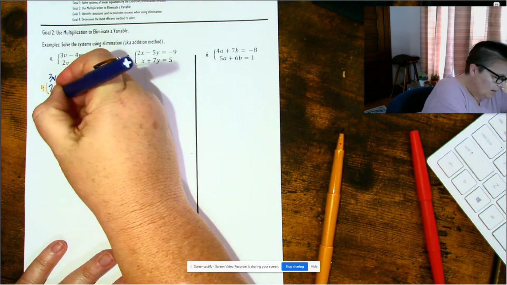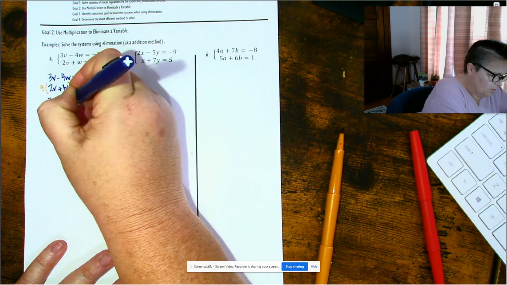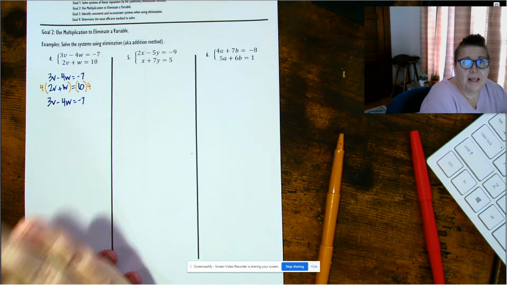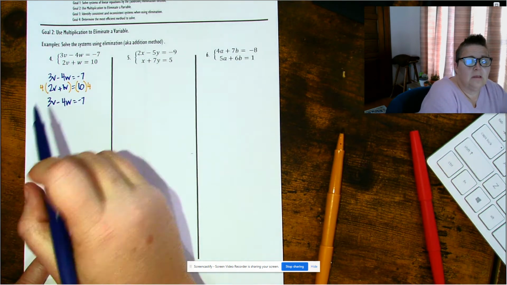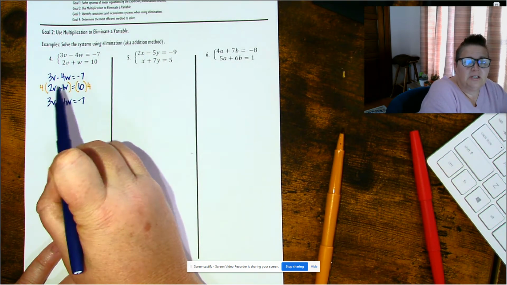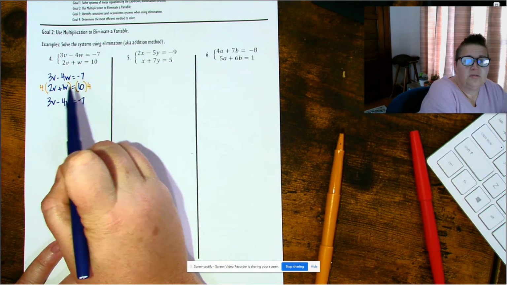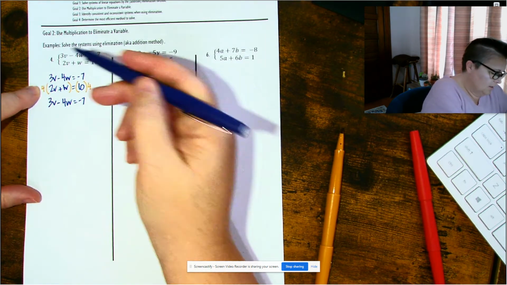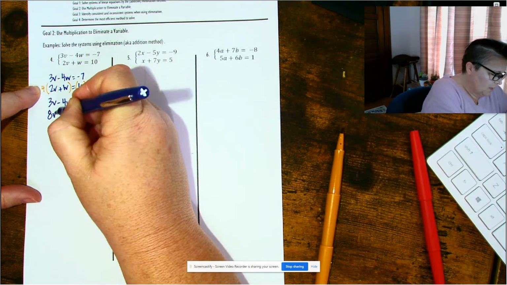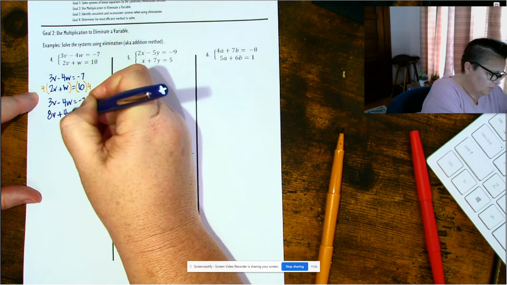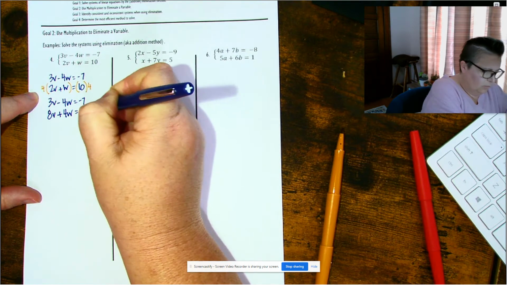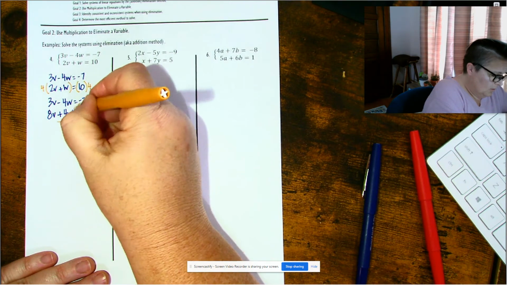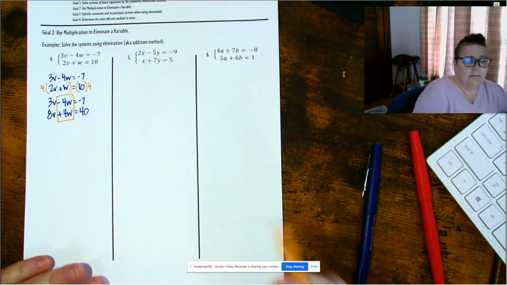That means that I would have 3v minus 4w is equal to a negative 7. I'm going to keep that first one exactly the same. I'm not changing anything. But I'm going to use that multiplication property of equality to say if two sides are equal and you multiply them by the same thing, the result will still be equal. 8v plus 4w equals 40. And now I have set up my w's as opposite.